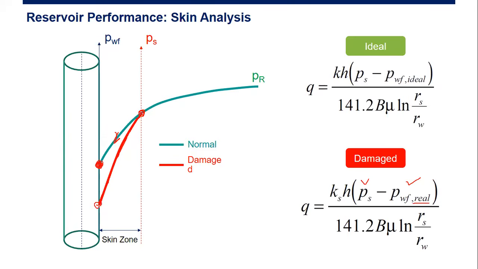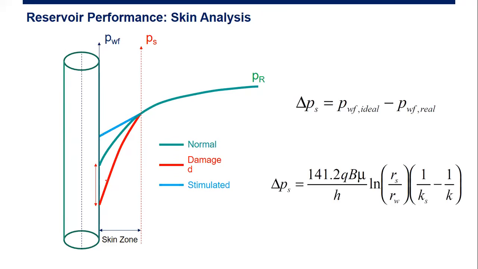And this is PWF ideal, and this is PWF real. From here, we can calculate the skin factor. But let's say we do stimulation, well stimulation, then the PWF will be here, higher than the normal or ideal PWF. So you can see if we have formation damage, if we have a problem, then the pressure drop will be higher. The pressure loss will be higher, and we don't want excessive pressure drop. And here you can see the drop of pressure.